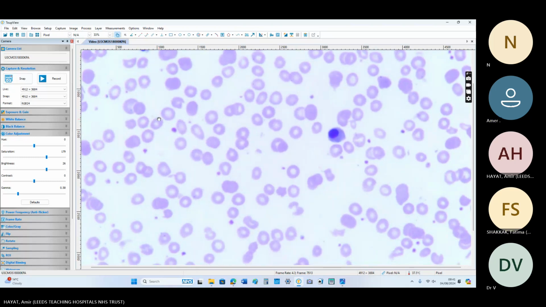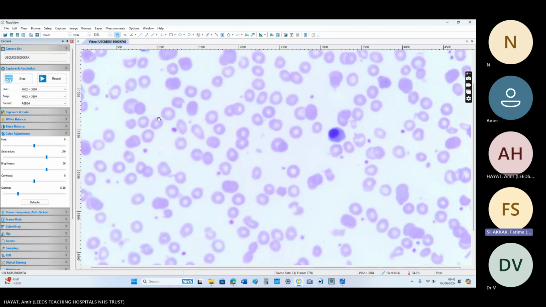So what name would you give to this picture? I will say it's suggestive of microangiopathic hemolytic anemia, MAHA. MAHA is there. Okay, right. So what is the likely cause of MAHA here? Do you have any differential diagnosis in your mind? When we speak about MAHA, first I will put TTP, HUS.